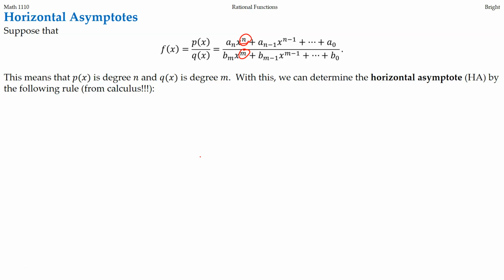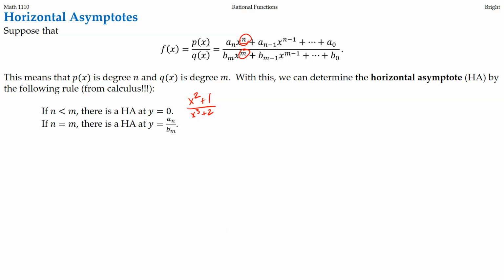To determine the HA, the horizontal asymptote, we use a result that comes from calculus. If n is less than m, that means there's a horizontal asymptote at y equals 0. So this is numerator degree less than denominator degree. We would see something, for instance, like x squared plus 1 over x cubed plus 2. That means you're going to have an HA at 0.